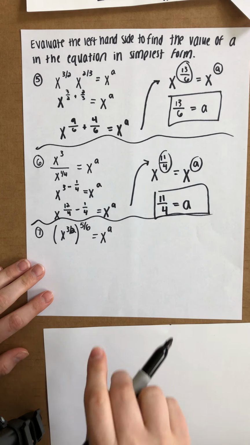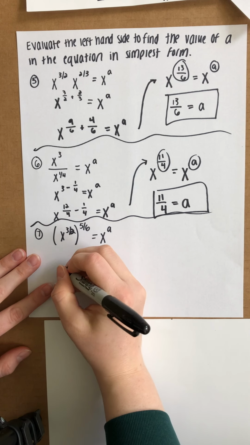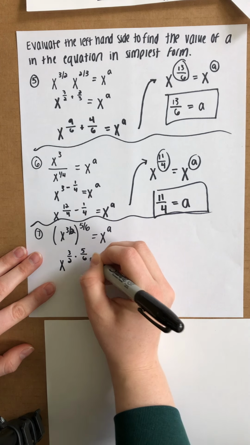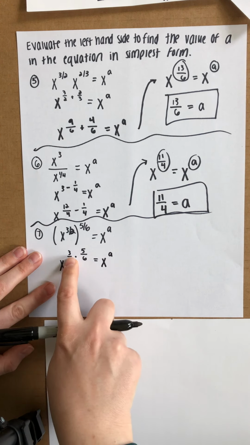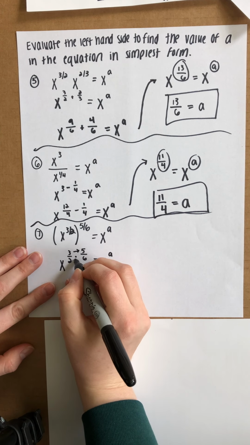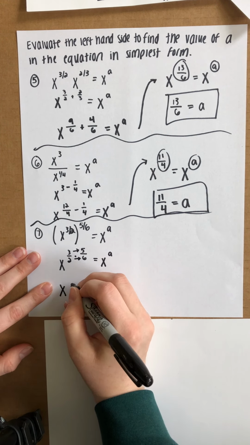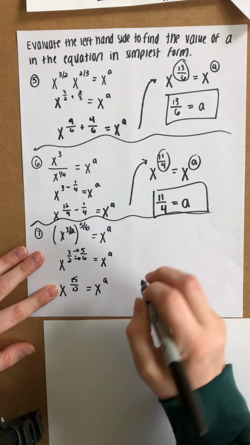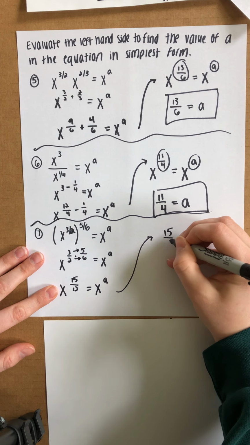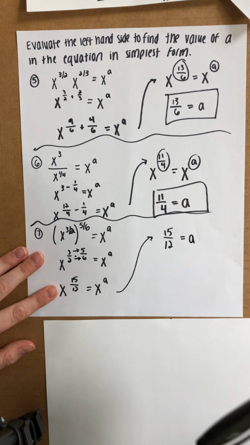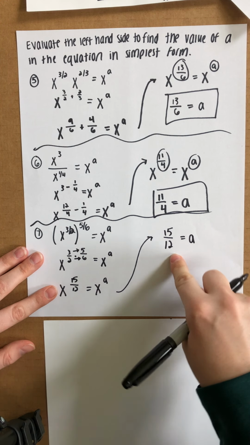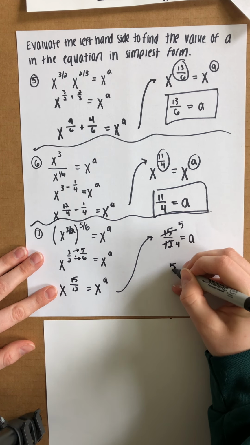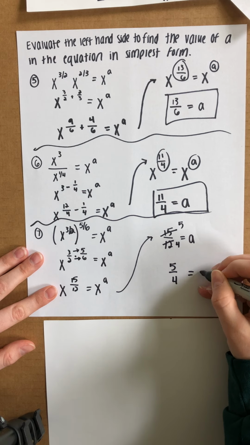There's one last type that we might see, which is this, where we have to multiply with our exponents. So if we're raising a power to a power, remember we have x to the power of 3/2, and we're going to multiply that by that 5 over 6. When you multiply with fractions, multiply the numerators and the denominators. So we have x to the power of 15 over 12 equals x to the power of a. So we know that 15 over 12 is going to equal a. We're not going to leave our answer like this though, because we can simplify that fraction. Those are both divisible by 3. So my answer is going to be 5 over 4 equals a.